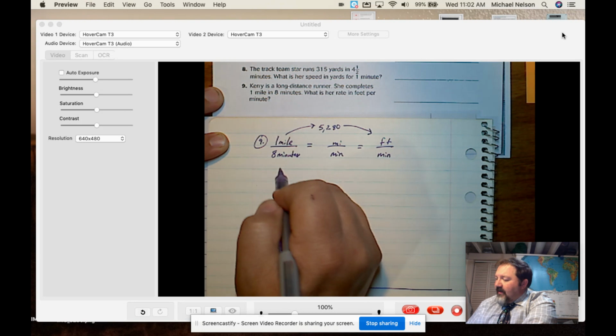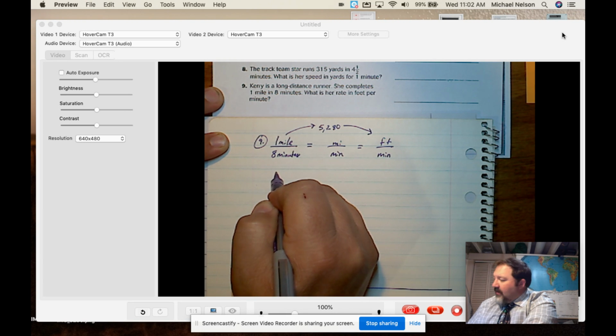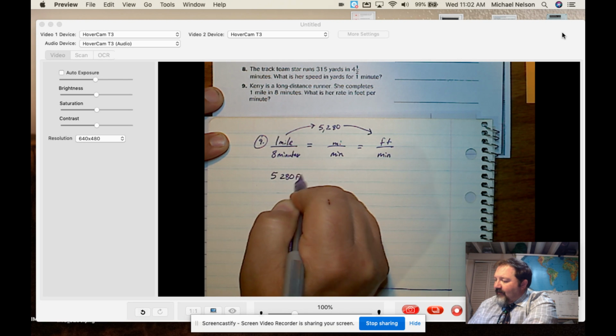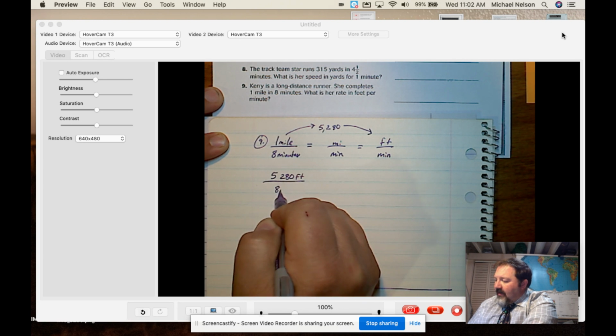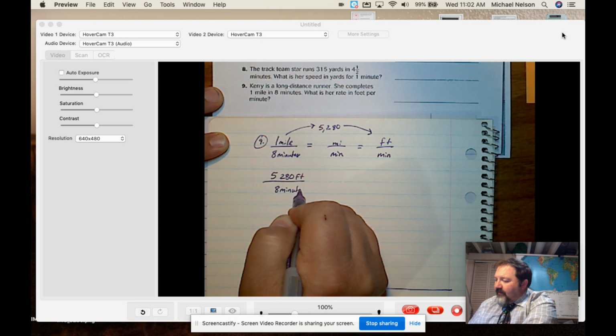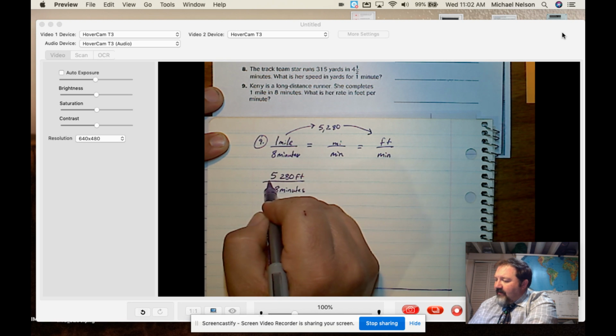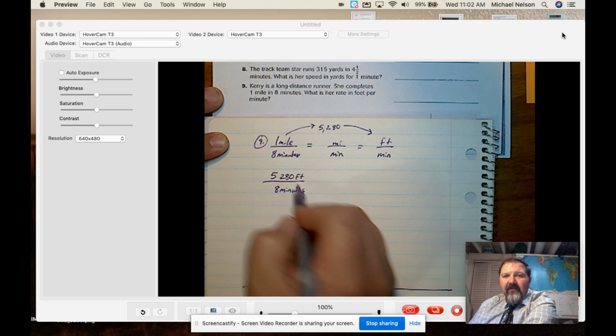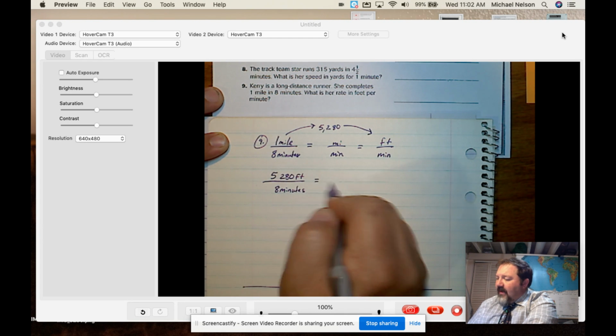So what I actually need to do is change the problem just a little bit. It's now 5,280 feet over 8 minutes, okay? Because if she can run 1 mile in 8 minutes, then she can run 5,280 feet in 8 minutes. It's the exact same thing, right?